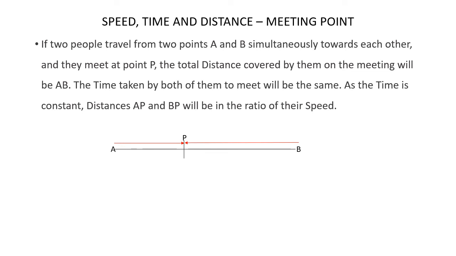Now since the time is constant, the distances AP and BP are dependent on the speed of the person. Here, if the speed is less, then the distance traveled is less. If the speed is more, then the distance traveled is more. Since the time is constant, distances AP and BP will be in the ratio of their speeds.